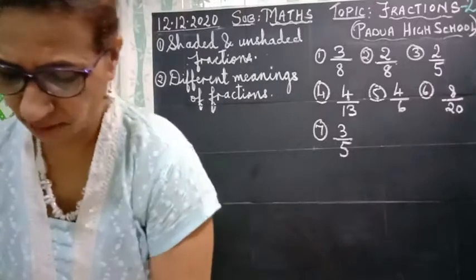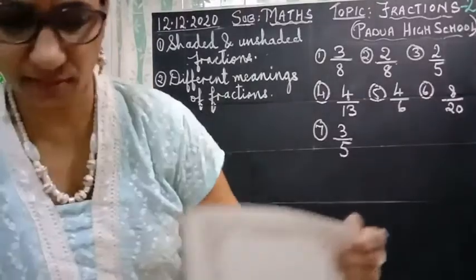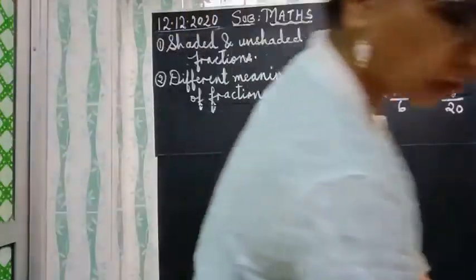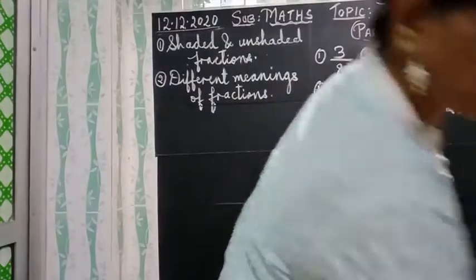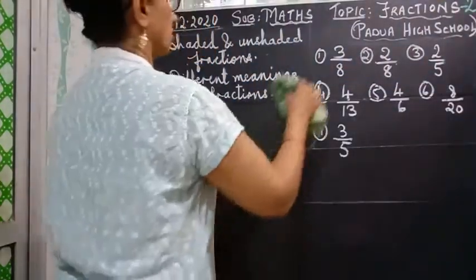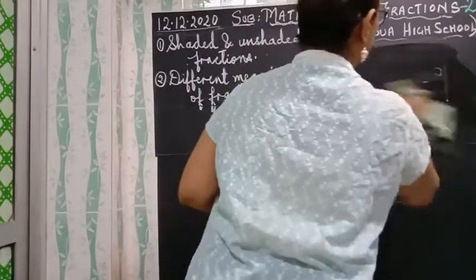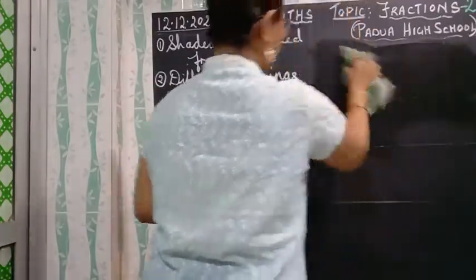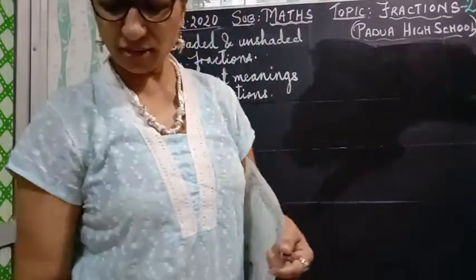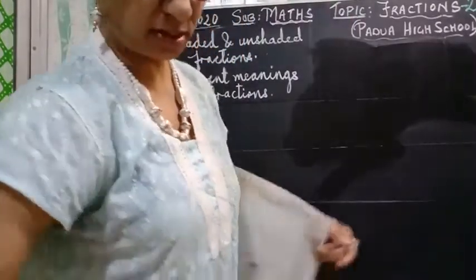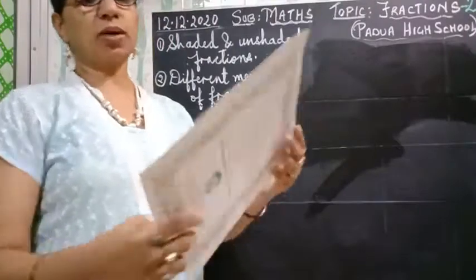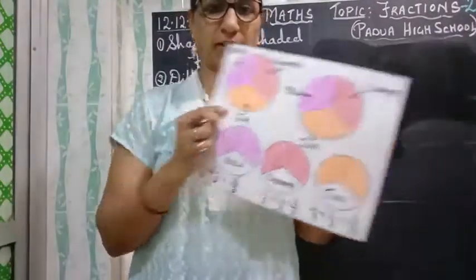Here we have, children, on page 53 of your textbook, different meanings of fractions. It means that you can write fractions in different ways. Now look at this placard over here.